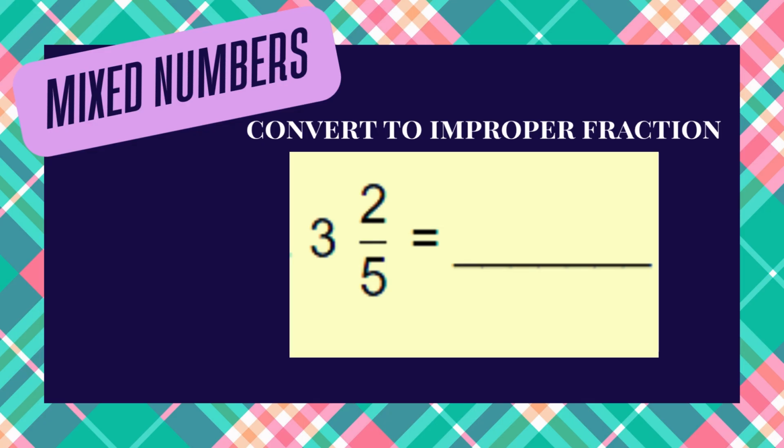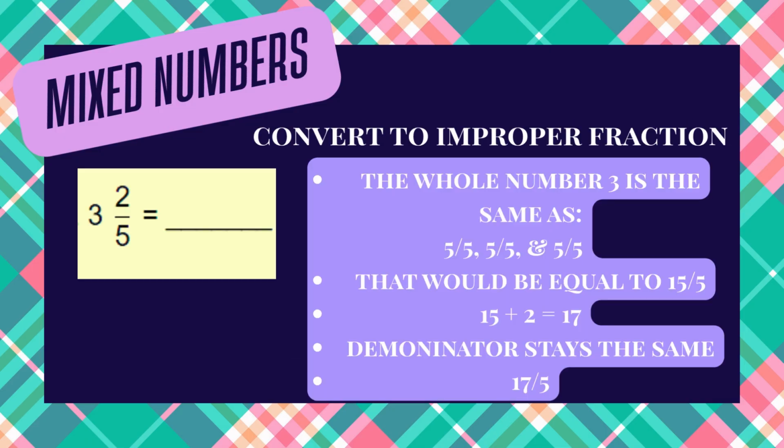Let's look at the example of 3 2/5. When you see this mixed number, you need to remember that the whole number 3 can be thought of as 3 groups of 5 over 5. Since you're working with fifths, if you add 5 over 5 plus 5 over 5 plus 5 over 5, you get 15 over 5.